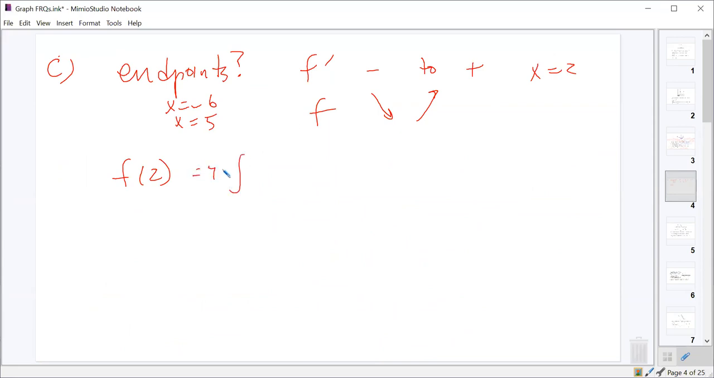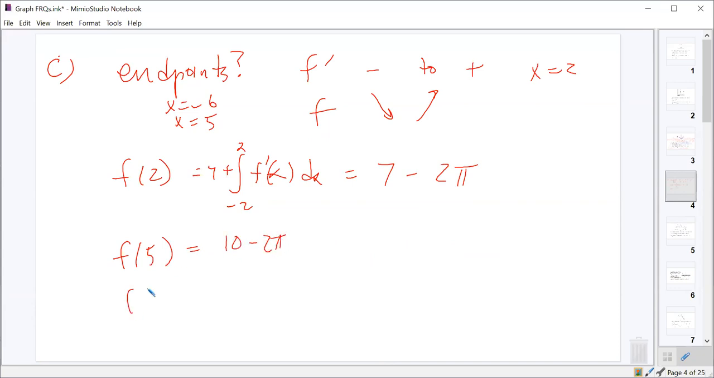f of 2 is 7 plus the integral from -2 to 2 of f prime. And what's the integral from -2 to 2? Well, that was that semicircle. That semicircle was a negative 2 pi. So f of 2 is 7 minus 2 pi. f of 5 was 10 minus 2 pi. And f of -6 was 3. Which one of those is the smallest? f of 2, 7 minus 2 pi. Everybody good there?